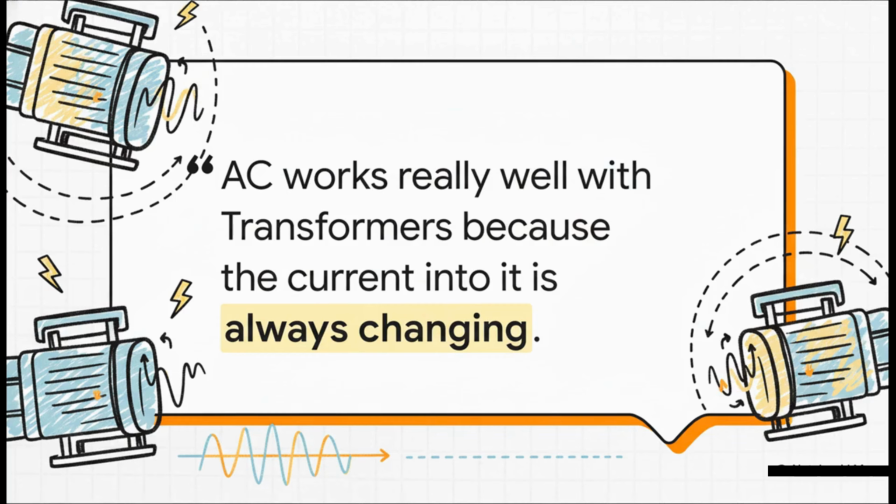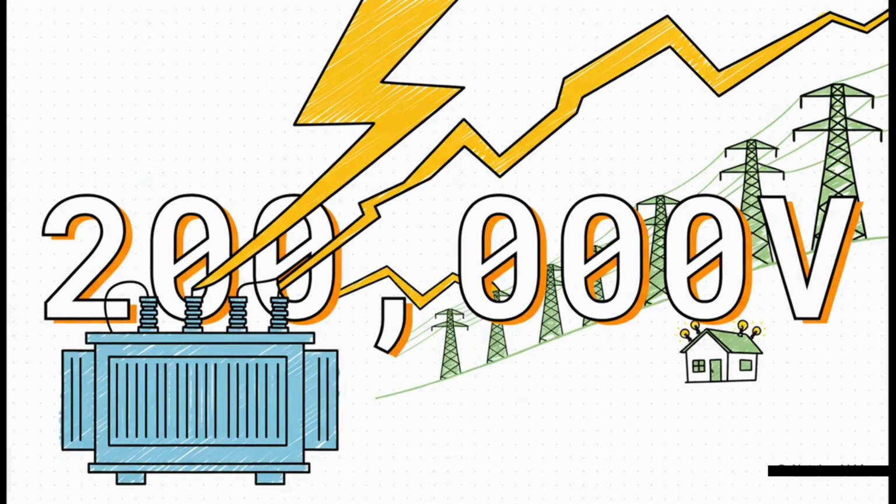Remember Faraday's law? We need a changing magnetic field. Well, because AC is always changing, it's perfect for transformers. It creates that changing field automatically. Steady, flat DC power from a battery? It just can't do that. So, to get power across huge distances, power companies use these transformers to jack the voltage way, way up. I'm talking like 200,000 volts or even higher.